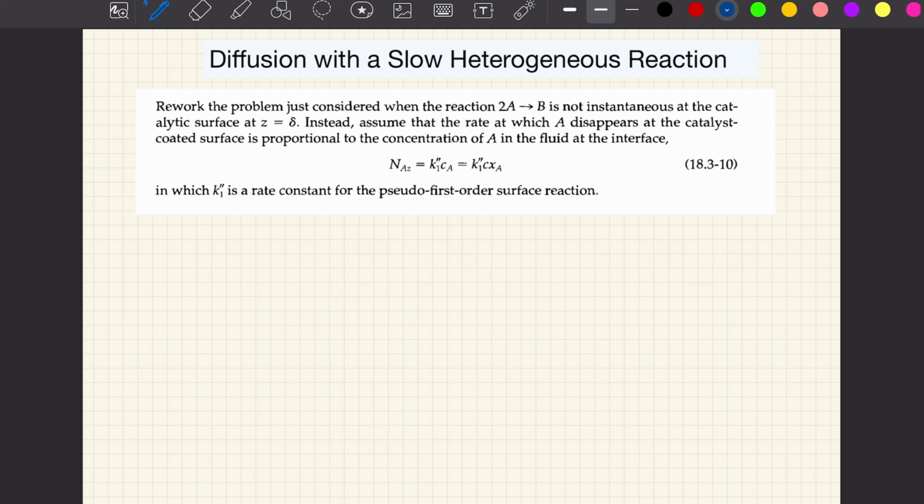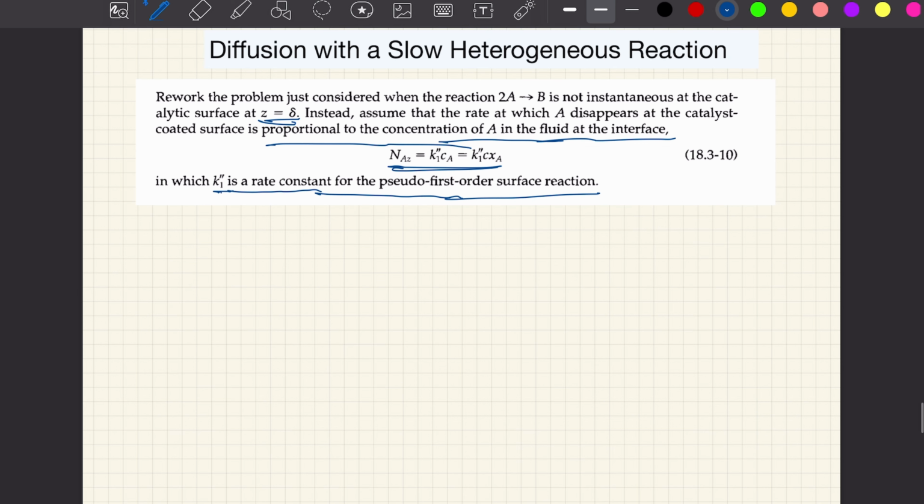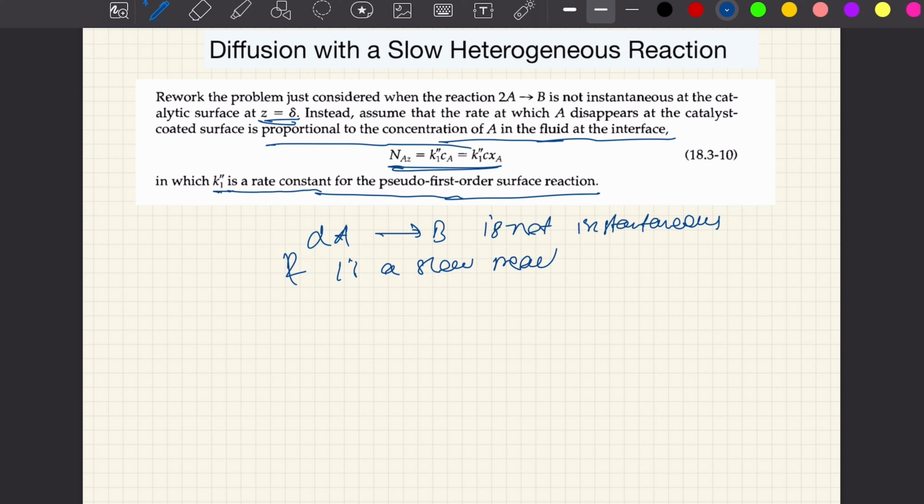But in this, it is just the last question with a slow heterogeneous reaction and not instantaneous at the catalyst surface, that is at z equals to del. Instead, we would assume that the rate at which A disappears at the catalyst coated surface is proportional to the concentration of A in the fluid at the interface. That is N_AZ equals to K1 double dash C_A equals to K1 double dash C x_A, in which K1 double dash is a rate constant for the pseudo first order surface reaction. So it is given that 2A giving B is not instantaneous and is a slow reaction.